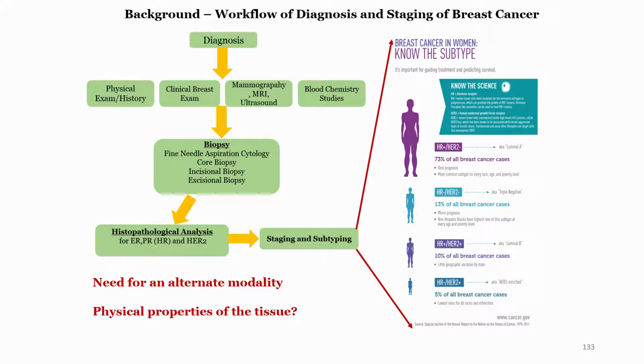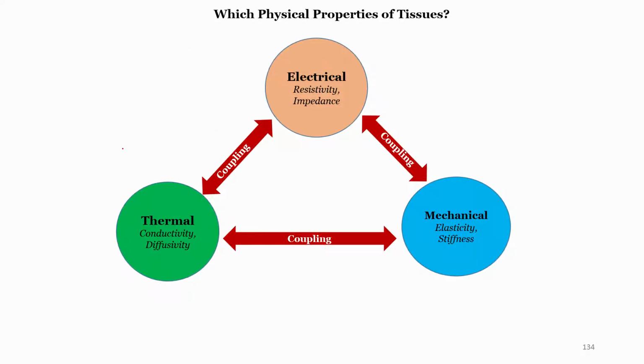So now the point is we require an alternative modality and we need to study physical properties of tissue. So how about we study physical properties of tissue as an alternative modality. So that is why we were somewhere in this particular domain, biopsy domain, all right. So now which physical properties of tissues do we have to study?